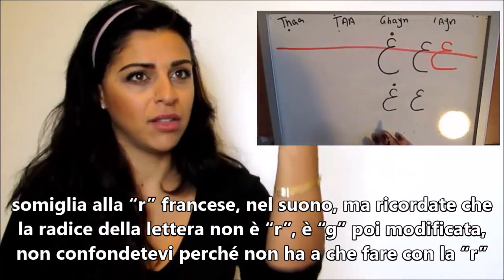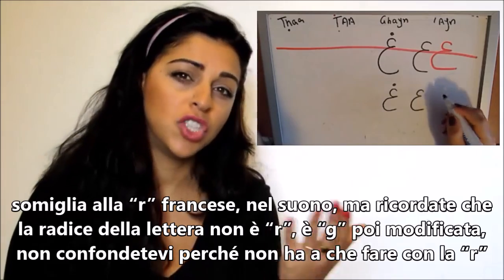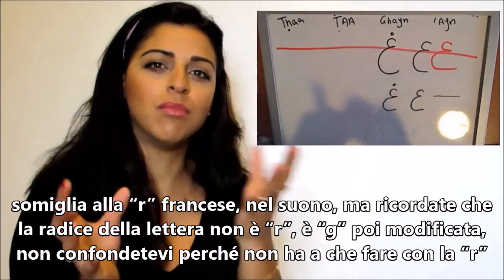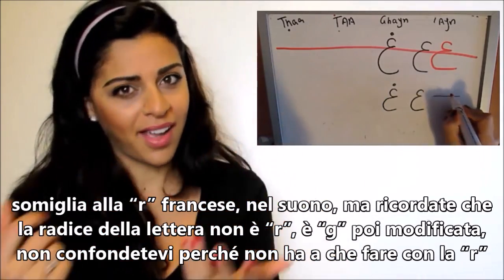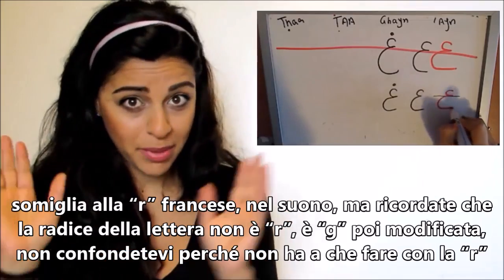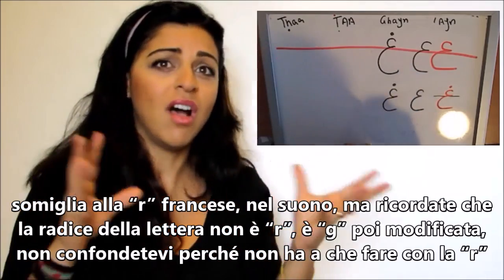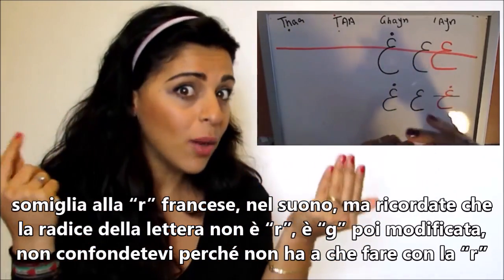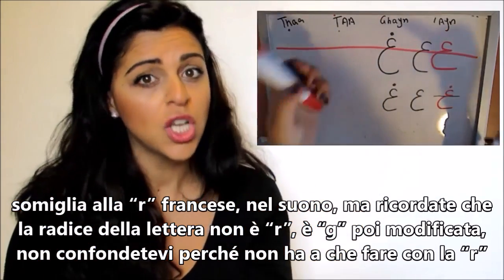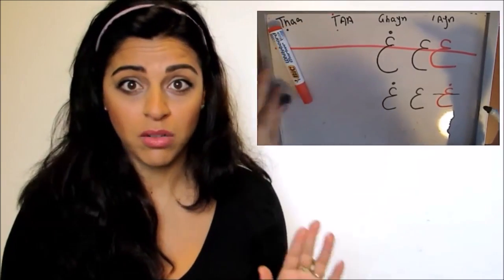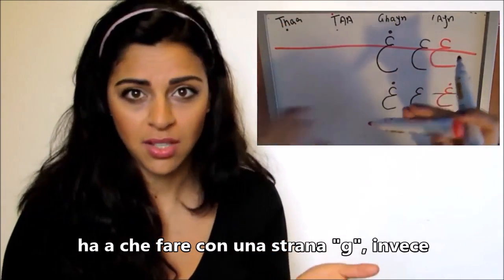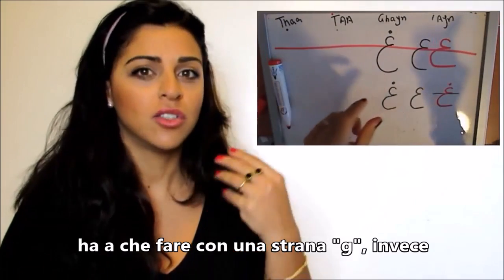Remember, it doesn't have the root of an R. It has the root of a G, a very slightly modified G. So it begins with the G. Remember, it's not an R because you might get it confused and translate it with an R. So, it sounds like a French R, rouge, but it doesn't have anything to do with an R. It has to do with the G, a strange G. So begin with the G.